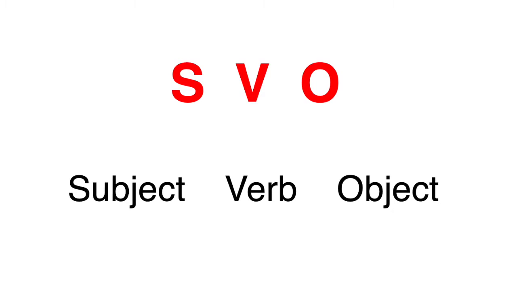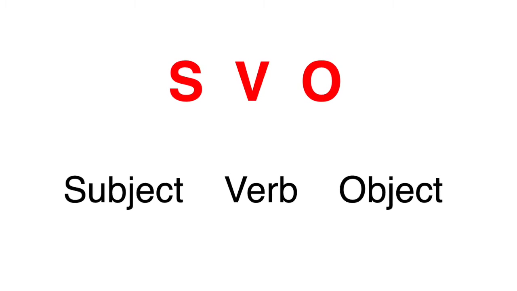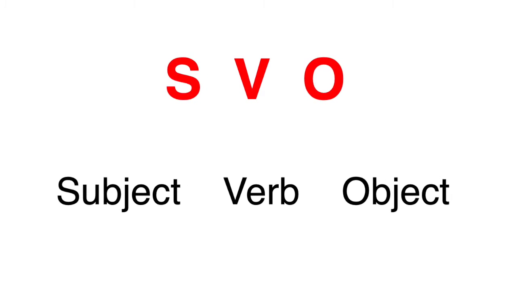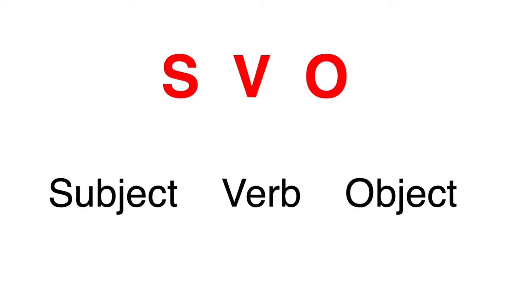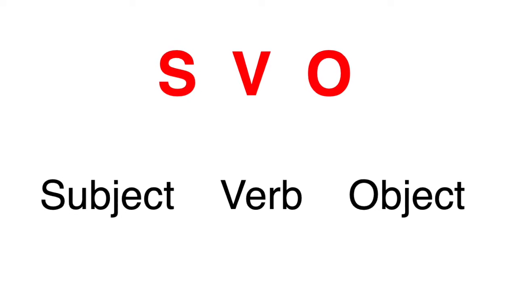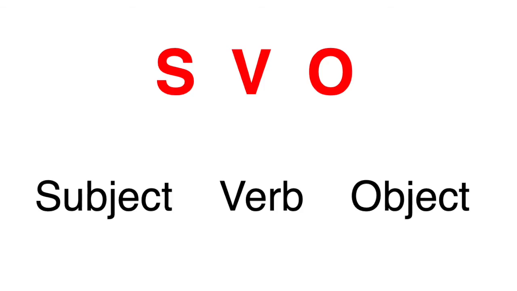So let's talk about a concept that I think is in some ways the basic concept of writing, and that's the SVO, as I call it, the subject, verb, object. You've probably heard of this before, you probably studied it at some point, but it's the basic makeup of a sentence: a subject, a verb, and an object.